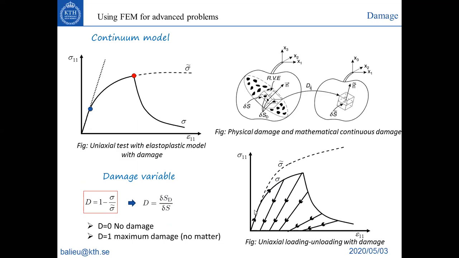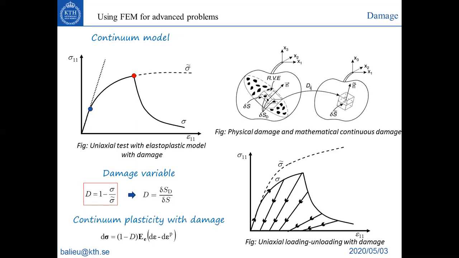But when the damage process starts, since you now have a resisting cross section which is smaller, you also have a decrease of stiffness. So as you can see, when you unload your material, you can see this stiffness which is decreasing. So this is a characteristic loading unloading curve for damaged material.